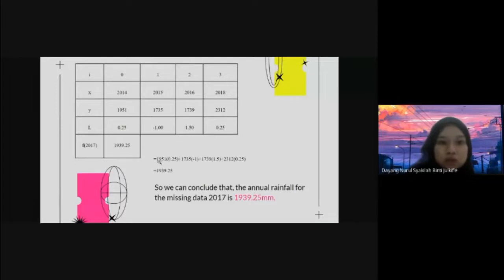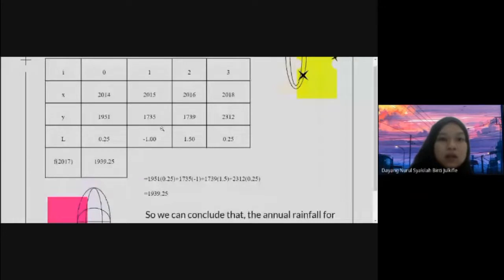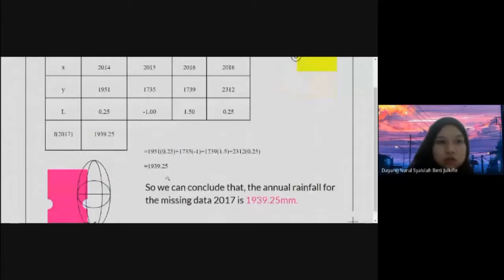So we multiply the y value with the L value together: L0 times y0, L1 times y1, L2 times y2, and L3 times y3. And then we got the value for 2017, so we can conclude that the annual rainfall for the missing data of 2017 is 1939.25 millimeters.